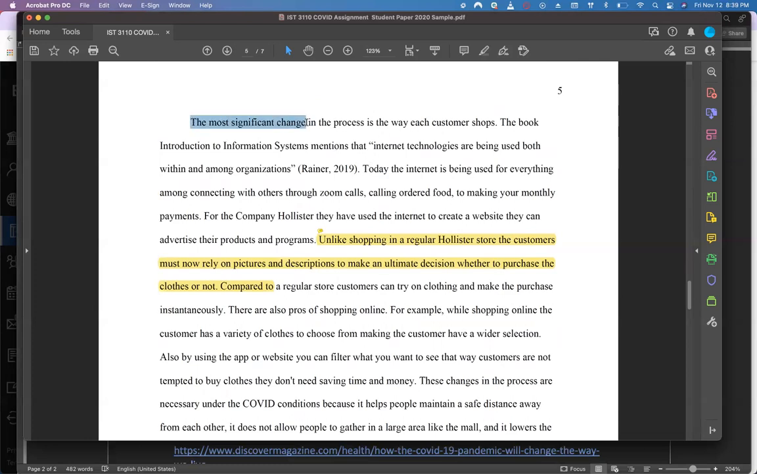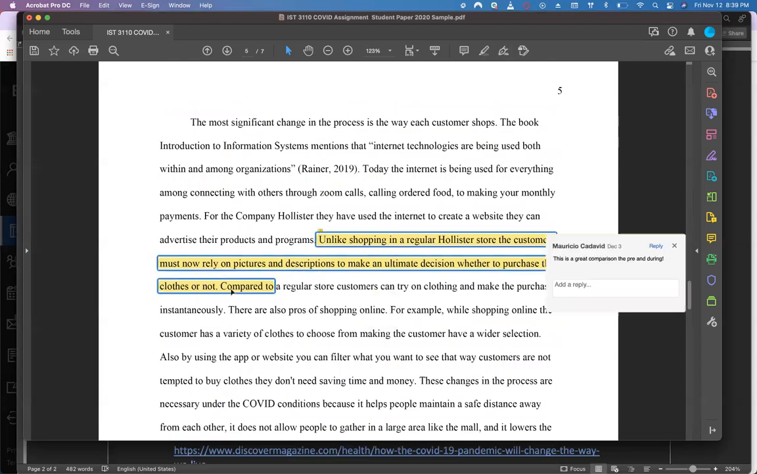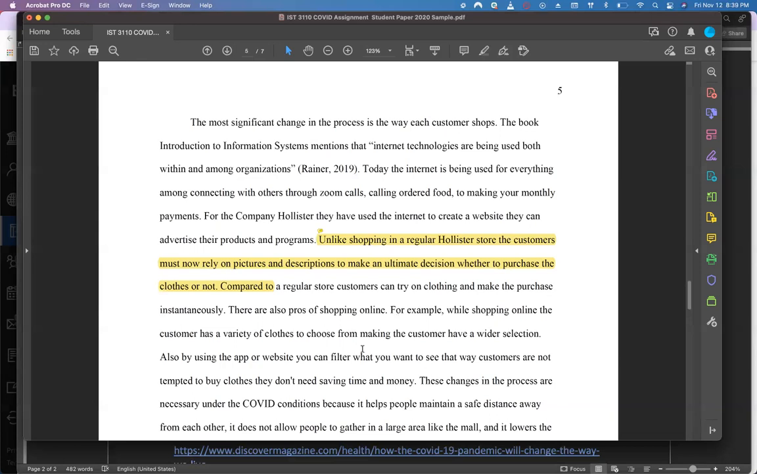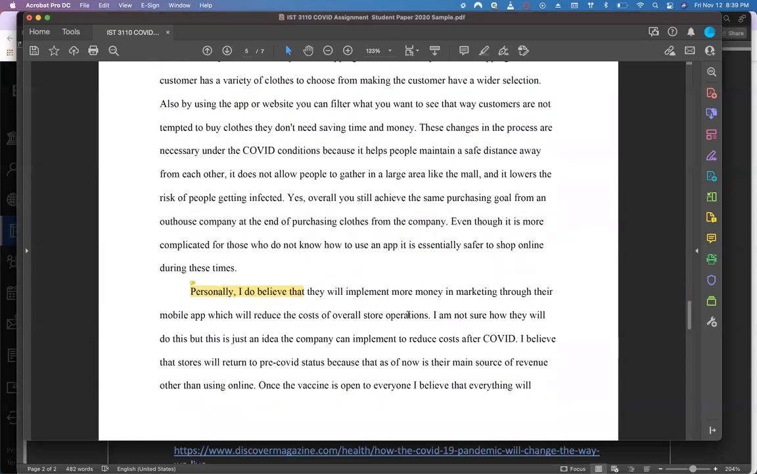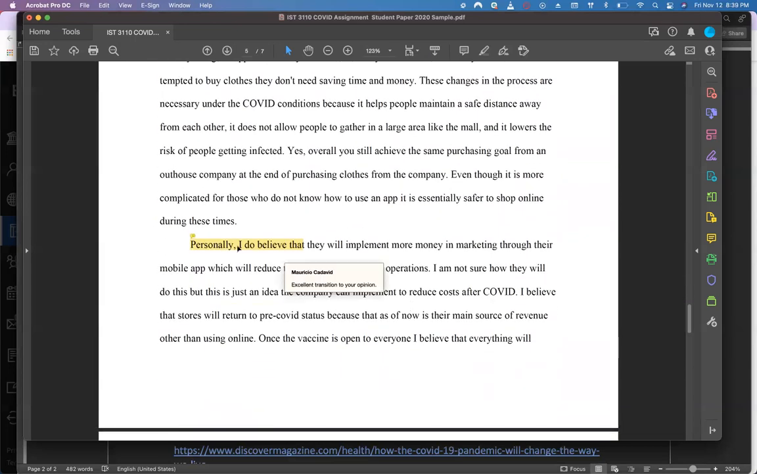He does go into saying the most significant change in the process is how to do this. And then he does something very nice about writing, which is comparison. Unlike shopping at a regular Hollister store, the customers must now rely on pictures and descriptions. And then he says, compared to, right? So what he's doing is, now this is what they do, and this is how they used to do it. He goes into giving more examples. And here is everything that he's been saying.